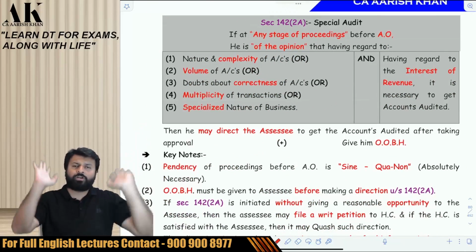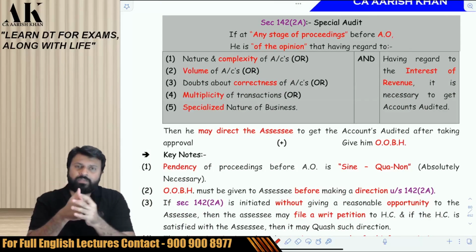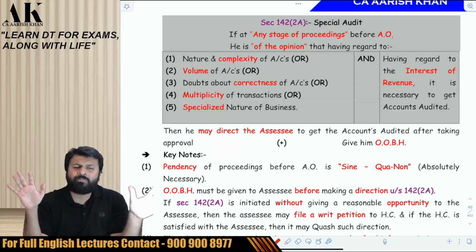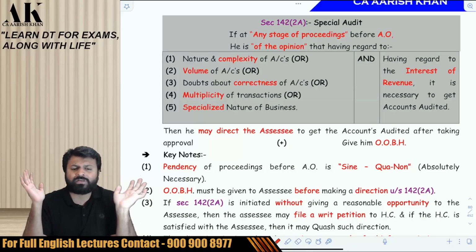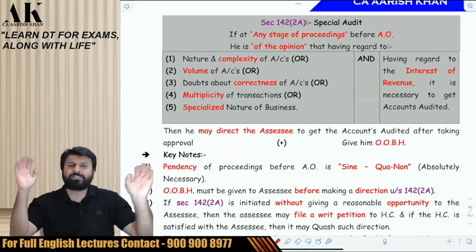The power of special audit. Suppose during the pendency of the proceeding, the AO is of the opinion that the books of accounts are very complex. He is not able to understand anything. The books of accounts are very voluminous. He doubts the correctness. There are multiple transactions in the books. The business of the assessee is of a very specialized nature.